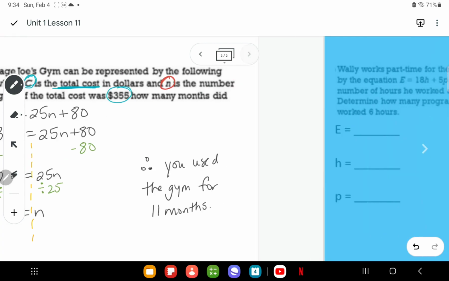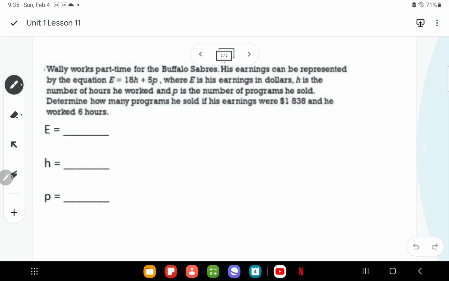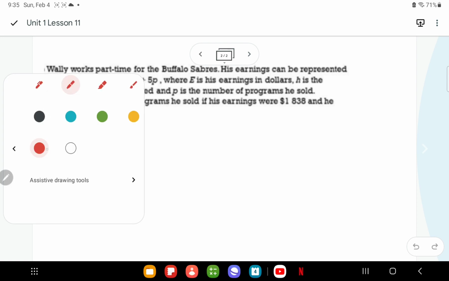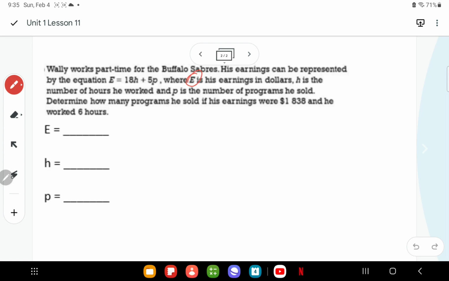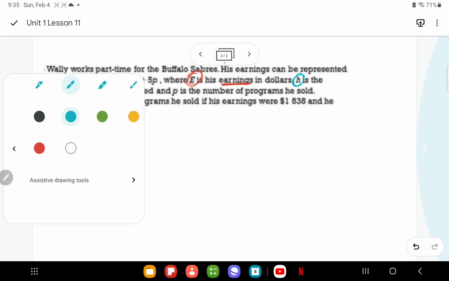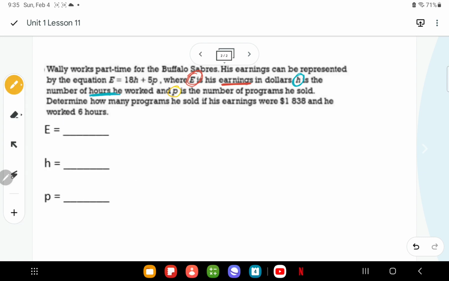Okay. Next one. Wally works part-time for the Buffalo Sabres. His earnings can be represented by this equation: E equals 18H plus 5P, where E is his earnings in dollars. So we've actually got three variables here. E is his earnings, H is the number of hours he works, and P is the number of programs he sells.